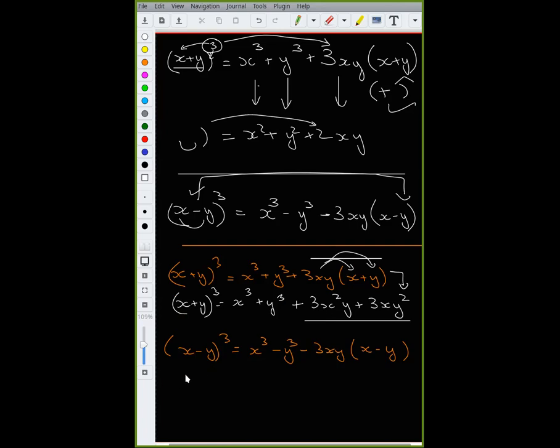Arpita, can you tell me for x minus y, the whole thing cubed, what will it become? Yes, sir. Start off. Just write this down as it is. So x cube minus y cube minus 3xy, now this will be multiplied with this. So you have to open the bracket. So minus 3x squared y.